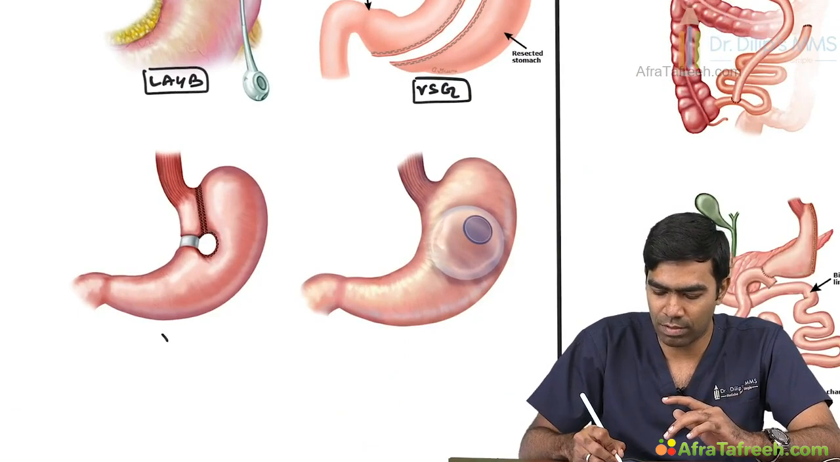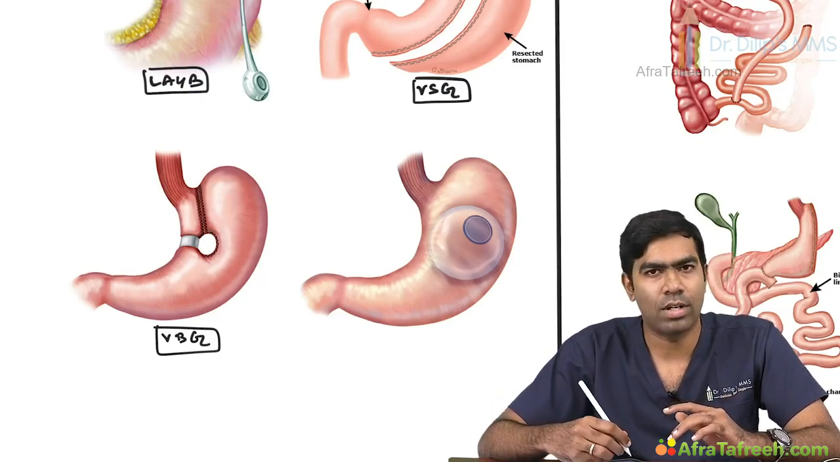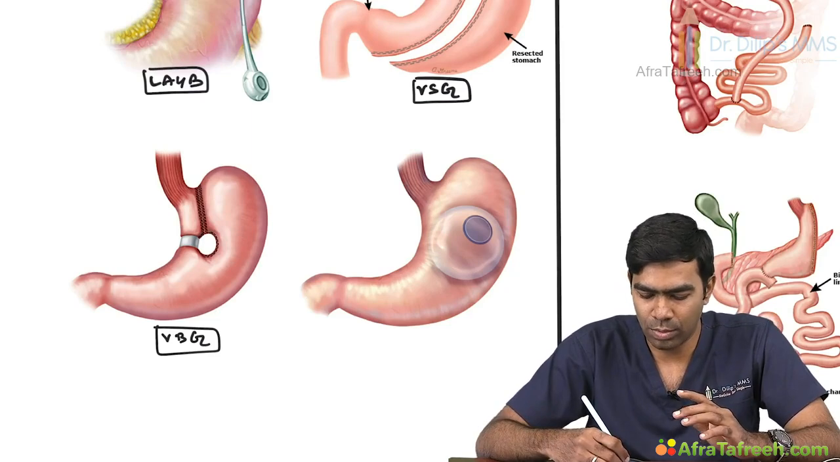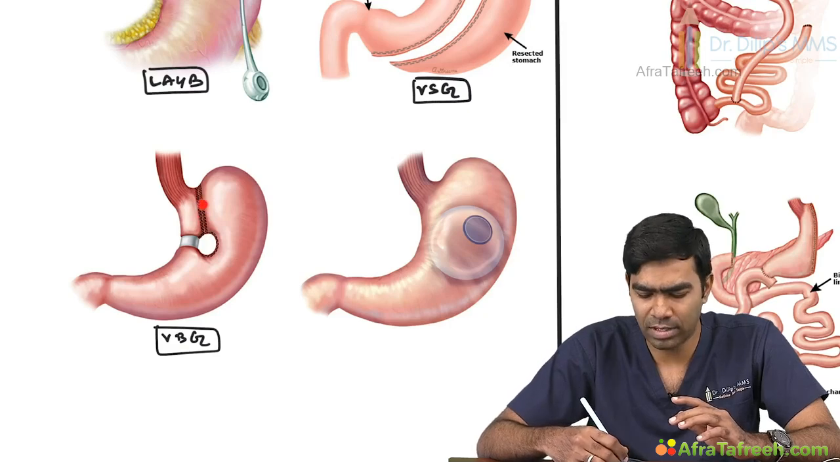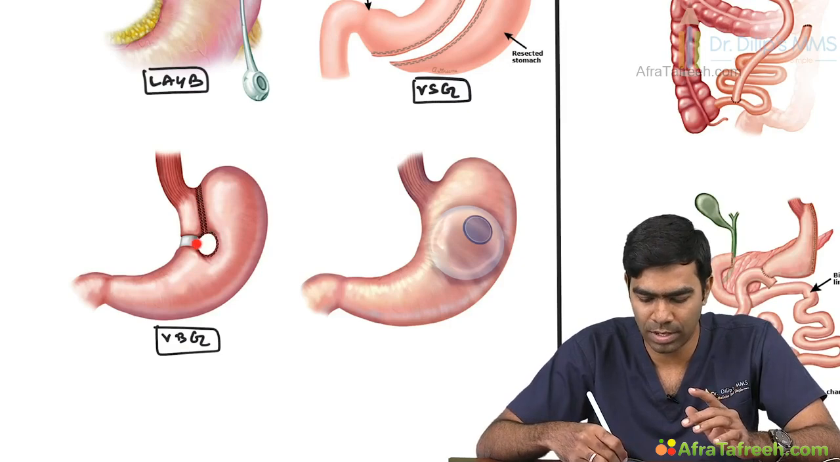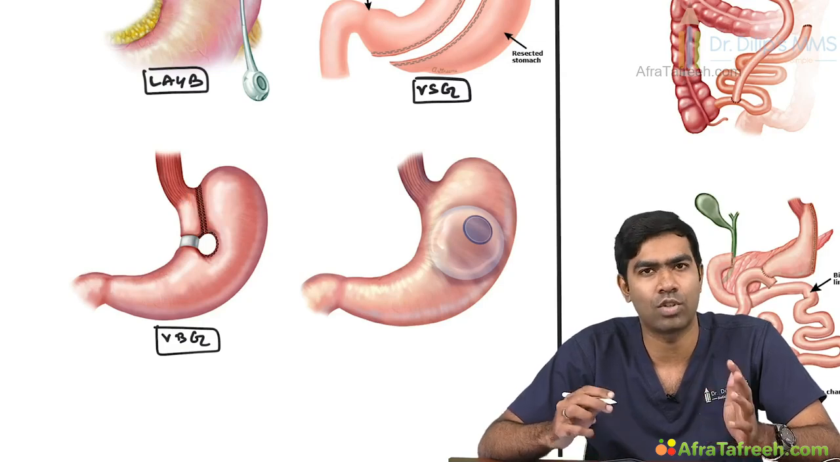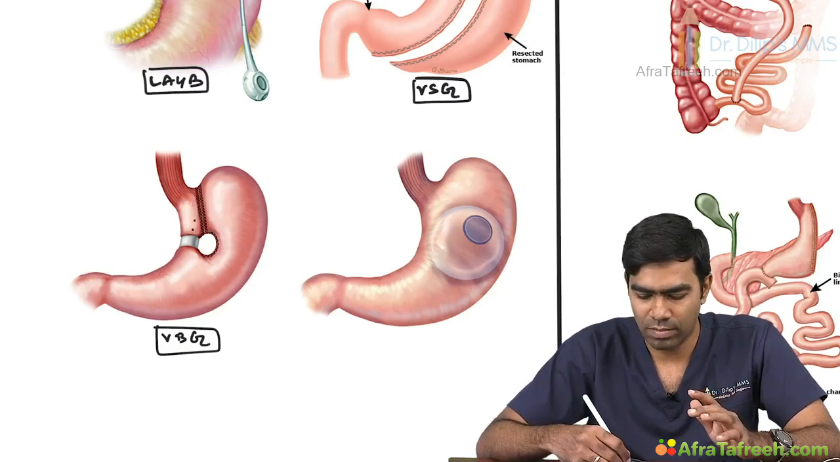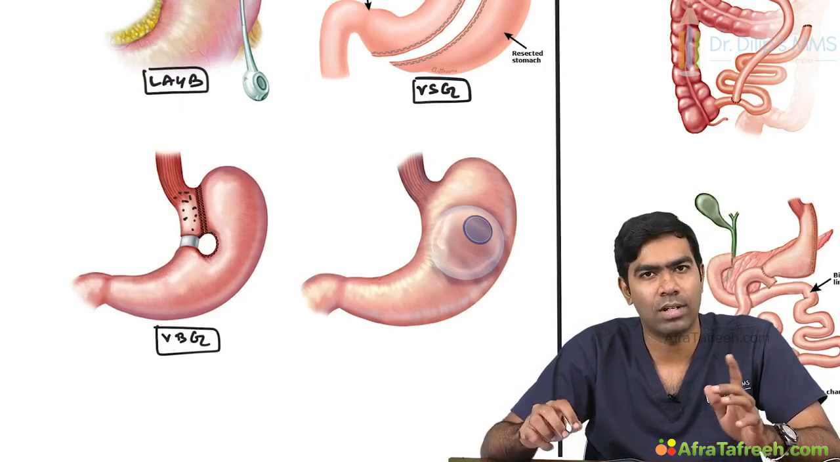And the third one is the vertically banded gastroplasty, or vertical band gastroplasty. Here it's again a restrictive procedure where you're going to create a vertical staple line like this, and you're going to isolate the majority of the stomach, and you're going to produce restriction by creating a band and creating a small proximal pouch, and the stomach can only receive so much amount of food. And once again, it's a purely restrictive procedure.